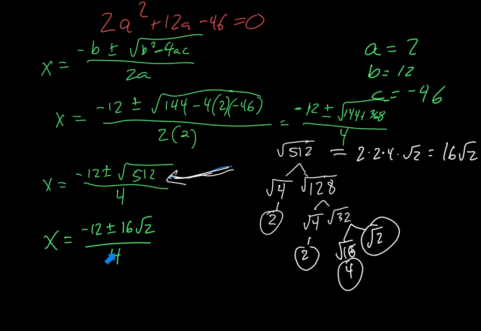Can 12 be reduced by 4 and 16 be reduced by 4? Yes. Negative 12 divided by 4 is negative 3, plus or minus 16 divided by 4 is 4. And they're multiplied, that's why I can reduce. What's inside the square root cannot be changed. x equals negative 3 plus or minus 4 root 2, which is what we had on the previous slide. And we can't do factoring.